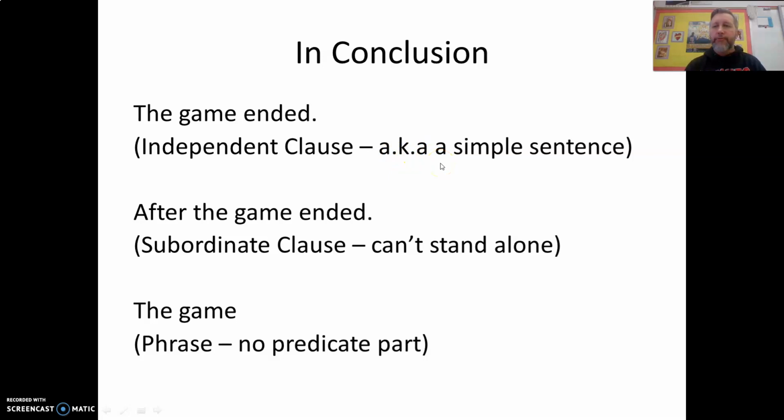Now, look what happens when you just add a subordinate conjunction to the beginning of it. You now have an entire subordinate clause: after the game ended. It cannot stand alone. You walk up to someone on the street, you say, after the game ended. Yeah, what happened after the game ended? See, you left them hanging. So that's a subordinate clause. And then, if you just had the game, all right, well, the game's not doing anything. You're not telling anything about the game. And so you have a subject there, but you do not have a predicate part. So that would be a phrase. So remember, clauses, subjects, and predicates, phrase, one or the other.